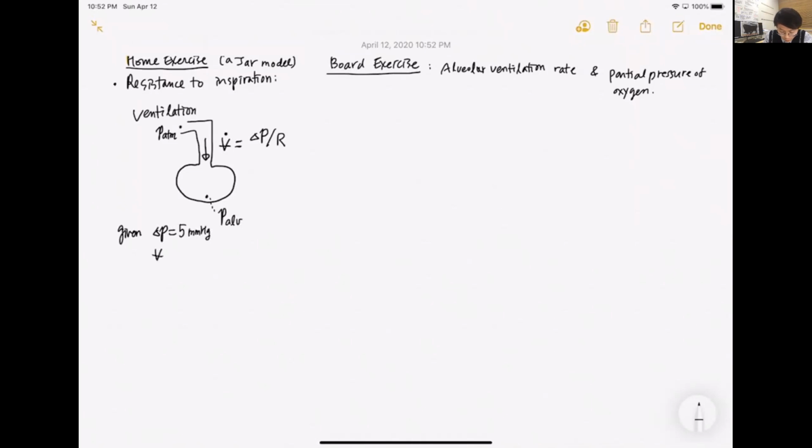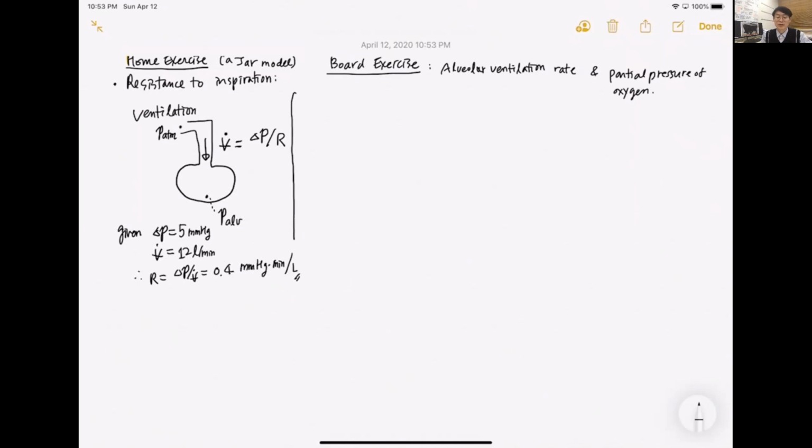And we have calculated our volume flow rate, for example, 12 liters per minute. Then the resistance can be calculated as pressure difference divided by volume flow rate, which is 0.4 millimeters Hg multiplied by minute per liter. So now let's move on to this board exercise, which is alveolar ventilation rate and partial pressure of oxygen.